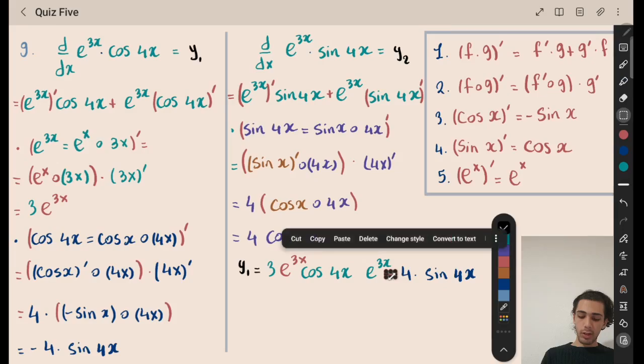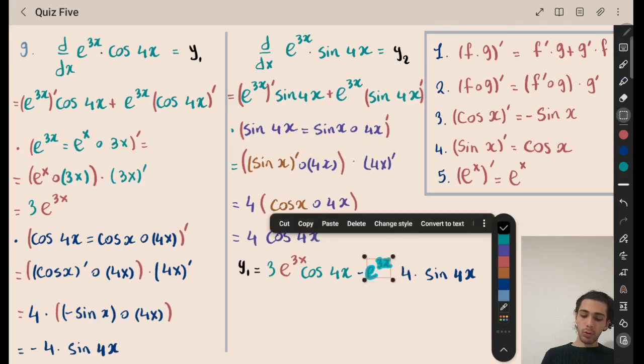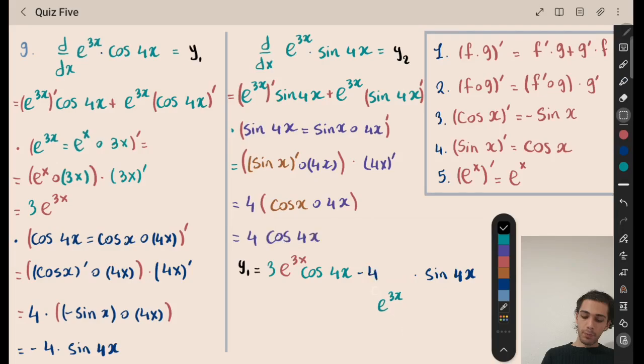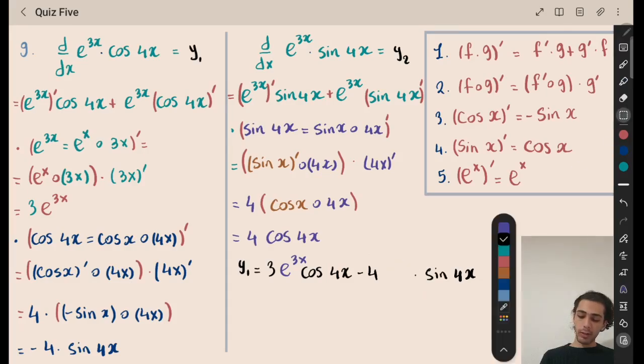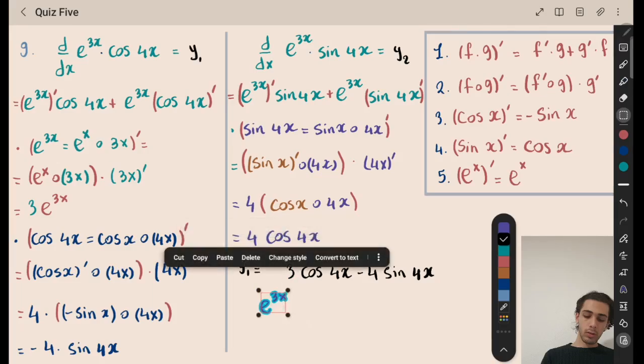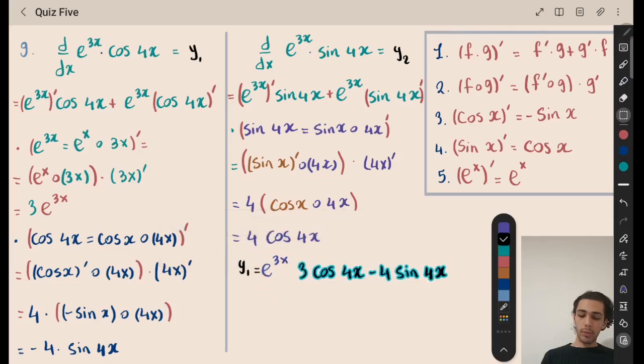So I'll just put the minus there. Maybe I'll put the 4 as well. And then I can take e to the 3x as a common factor, as a matter of fact. Then you have 4 sine of 4x being taken away from 3 cosine of 4x. So that's what's really happening here. Don't forget to include the bracket.